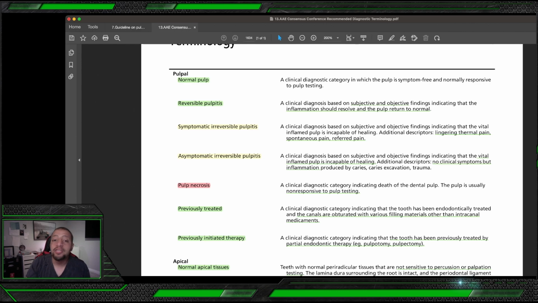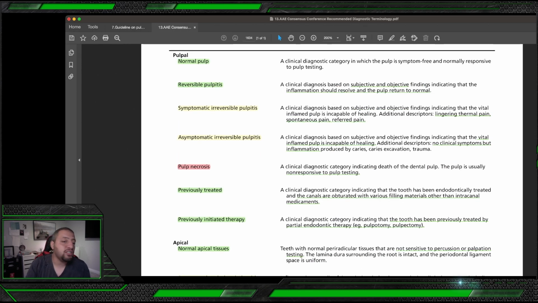And then if the patient didn't go to the dentist at this point, it will become asymptomatic, because the body would not like to be in a stress for pain for a long time. So the body is trying to get rid of this. So the tooth will still be vital, but vital inflamed pulp is incapable of healing. So starting from here, we cannot go for vital pulp therapy. Additional description may be no clinical symptoms, but inflammation produced by caries, extensive excavation, or trauma to the tooth.